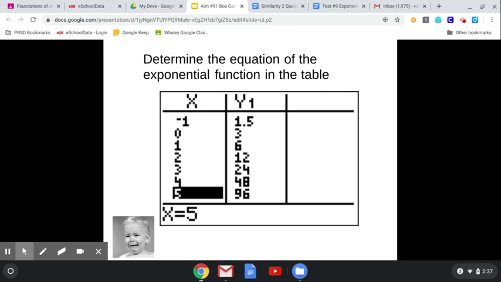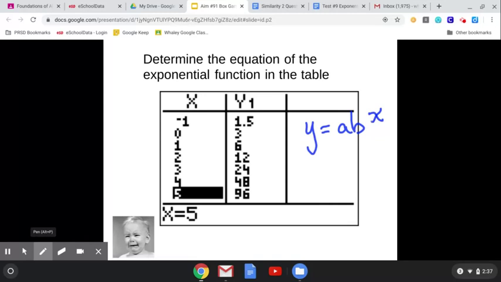All right, determine the equation of the exponential function in the table. Ooh, I remember these on one of the homeworks. So I know it's y equals a b to the x. These are not any of the percentage problems yet, so we're not looking at the 1 plus r, the 1 minus r yet. That hasn't come up yet. Maybe that'll come up in some other questions.